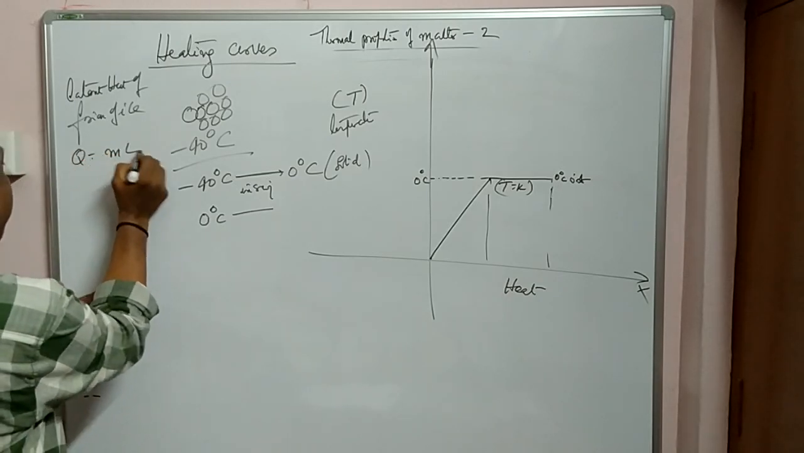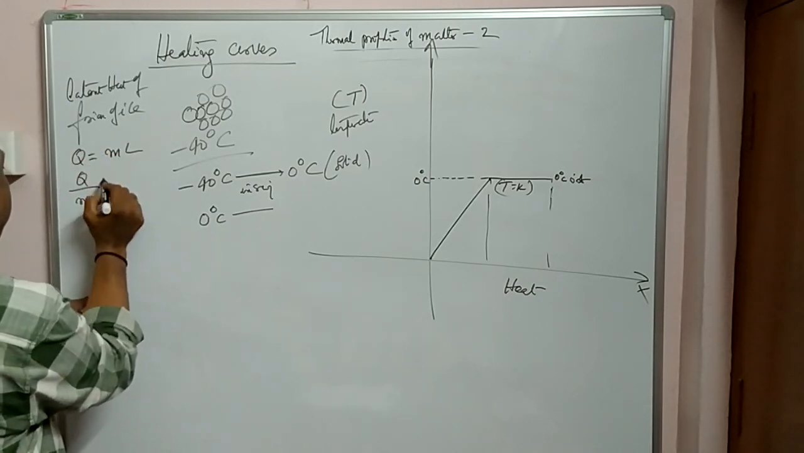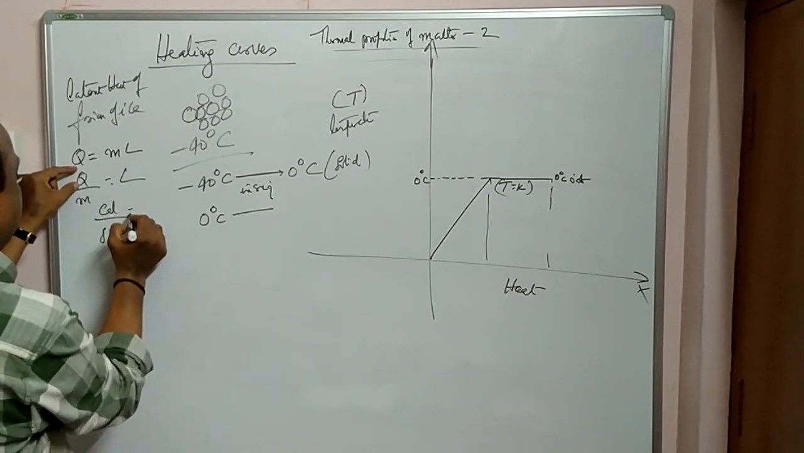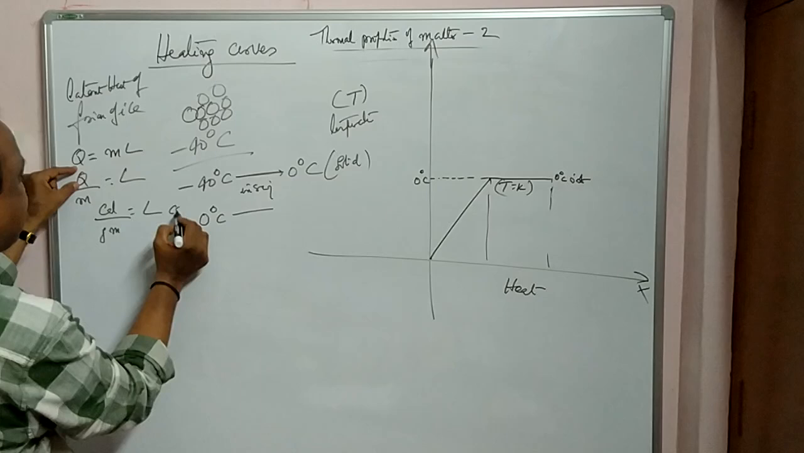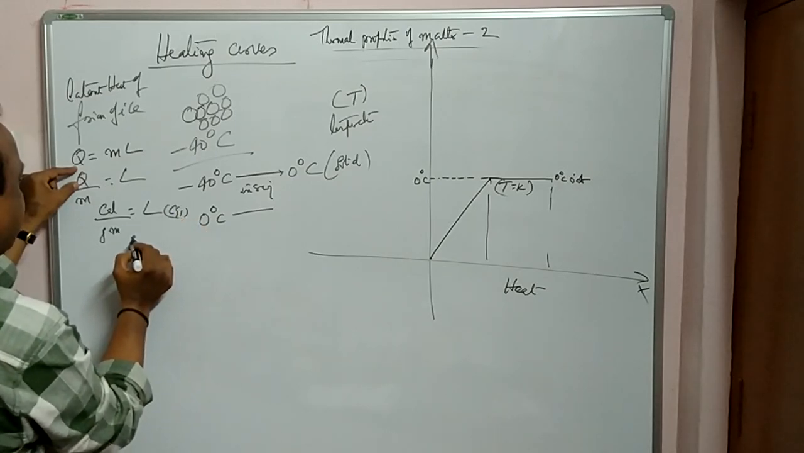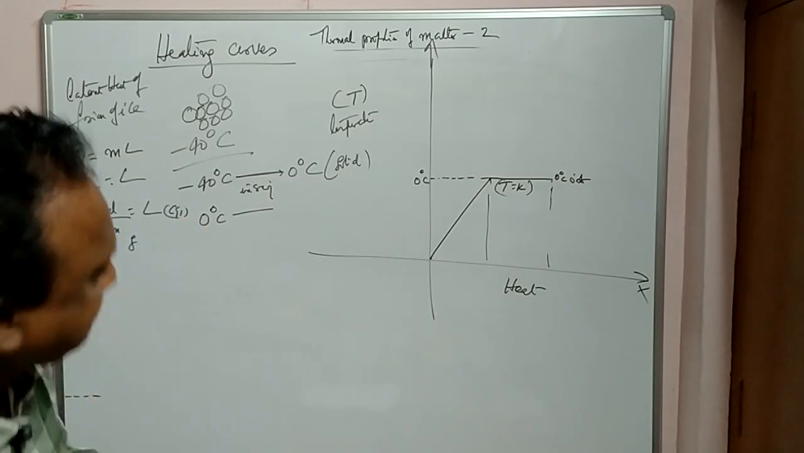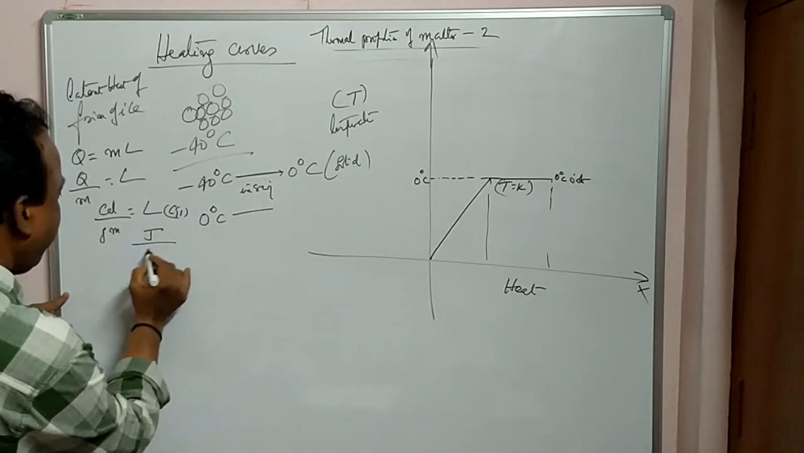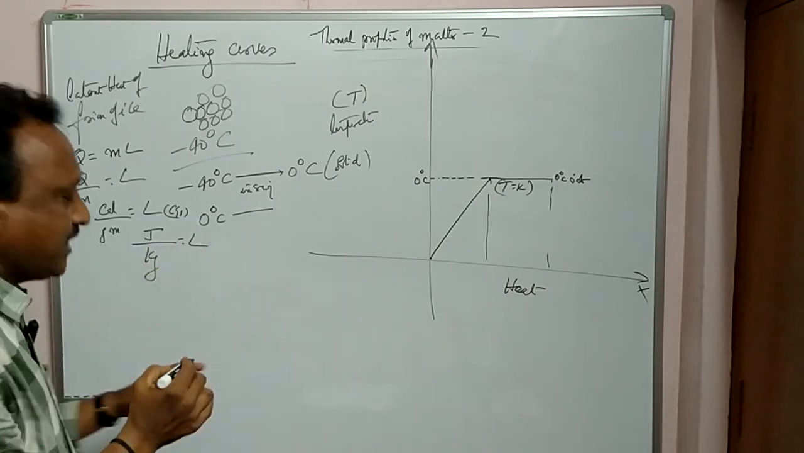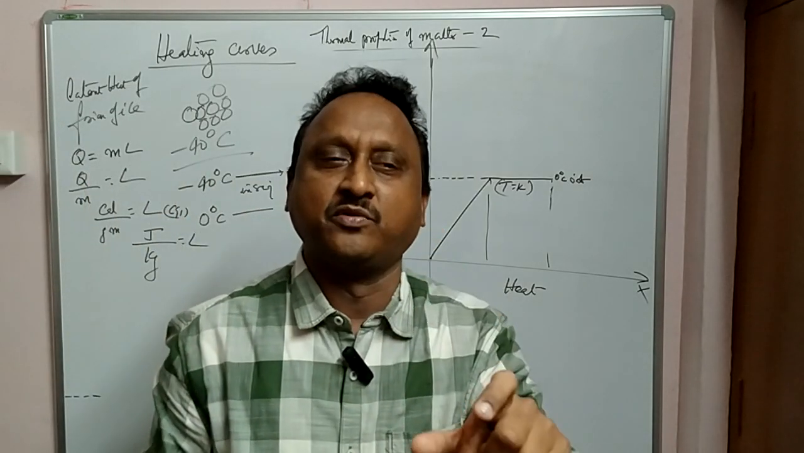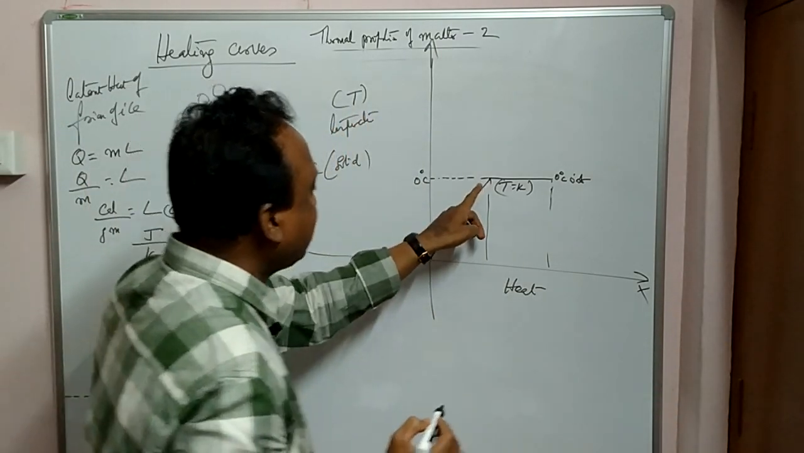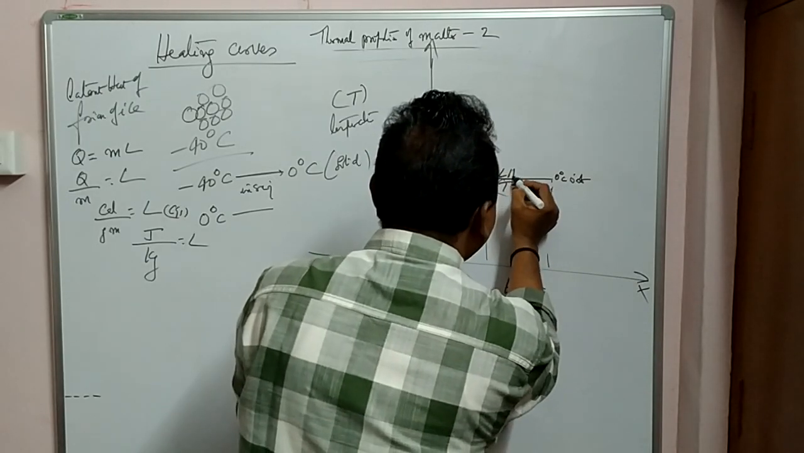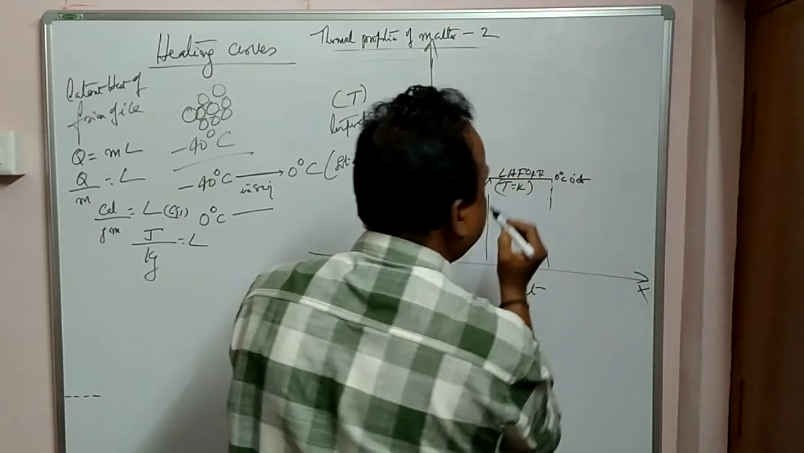Q is equal to mL, or Q by m is equal to L. So Q in calorie, mass in gram, that is the CGS unit. And the SI unit is joule per kg. What is the SI unit? Joule per kilogram is the latent heat. So latent heat means the temperature remains constant while the phase changes. Look here, 0 degree centigrade ice is becoming 0 degree water. So this is called the latent heat of fusion of ice.